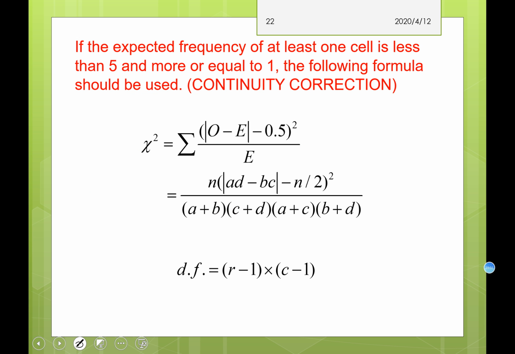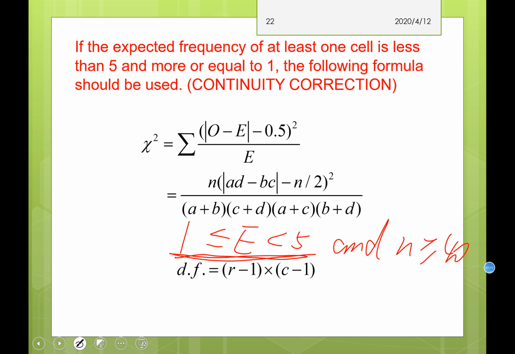And here, the corrected formula is used when E is less than 5 and more than or equal to 1, and N is bigger than or equal to 40. So here we can find that it's still two preconditions, but this one, E, means there is at least one cell that has an expected frequency which is less than 5 and more than or equal to 1. So we don't need all of the 4 expected frequencies to be less than 5 and more than or equal to 1. We need at least 1. So if there is at least one cell has an expected frequency in this range, we need to use the corrected formula.